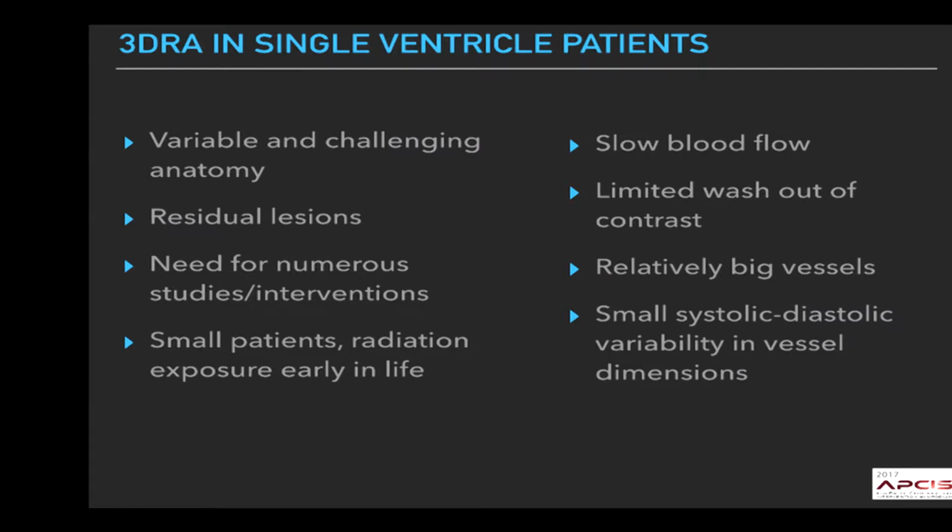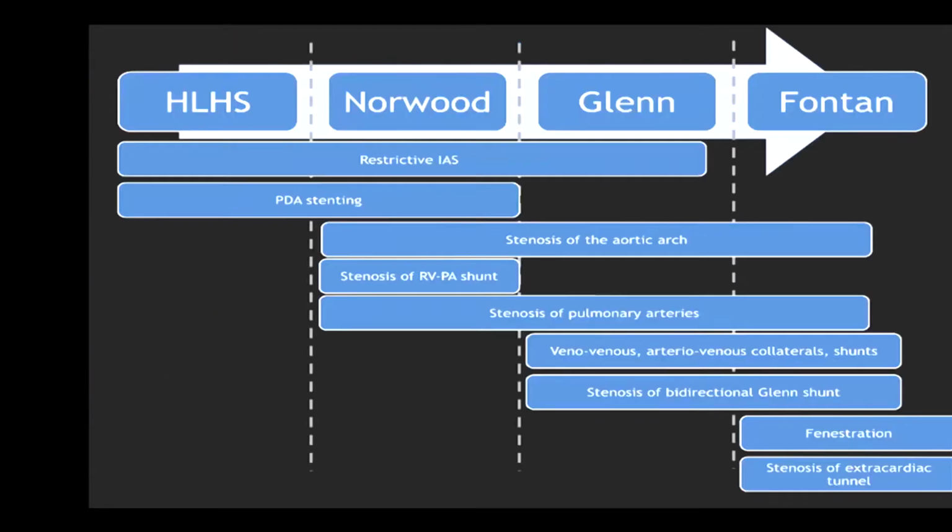On the other hand, there are some positive aspects in these patients. So usually there is slow blood flow and a limited washout of contrast, which improves quality of our 3D reconstructions. And vessels are relatively big with small systolic diastolic variability in dimensions, that all adds to better quality of 3D reconstructions.